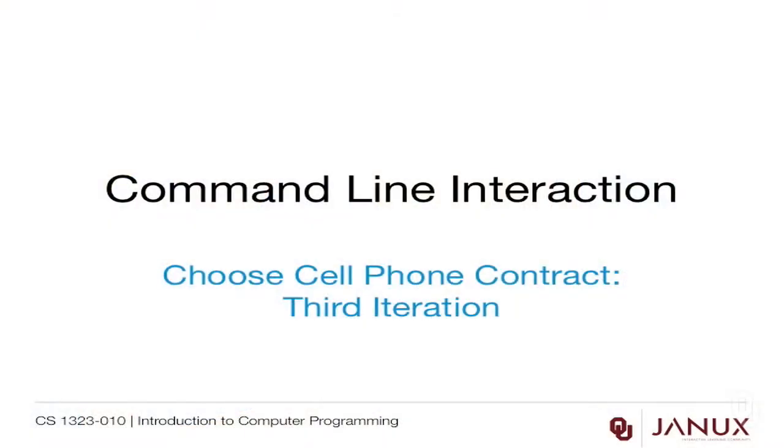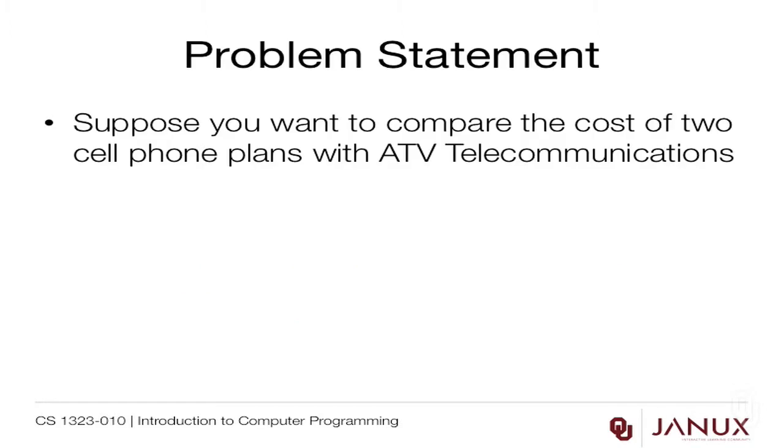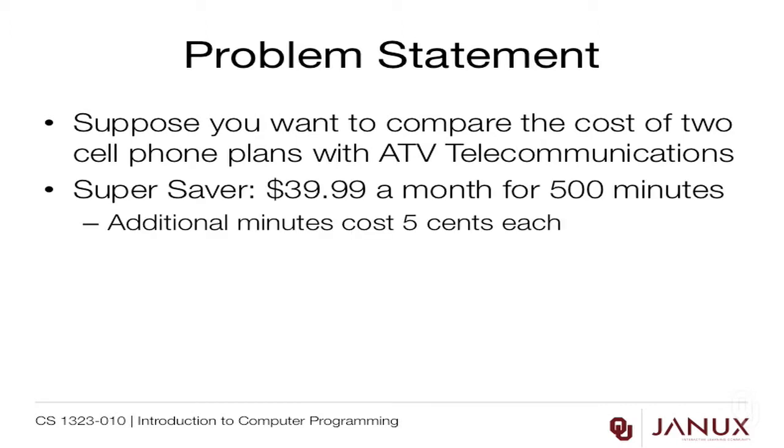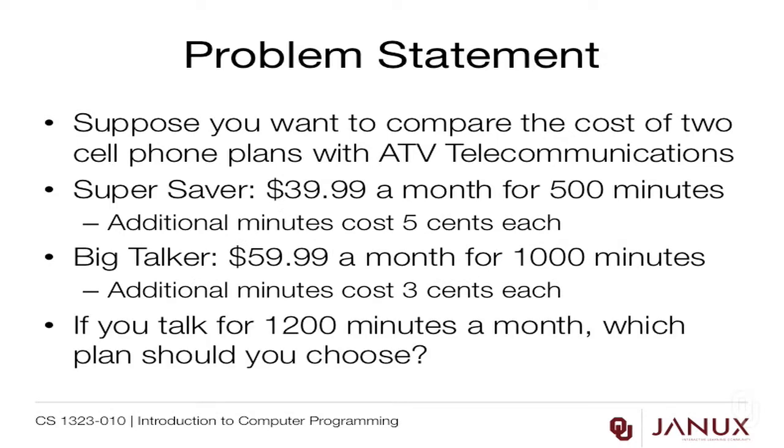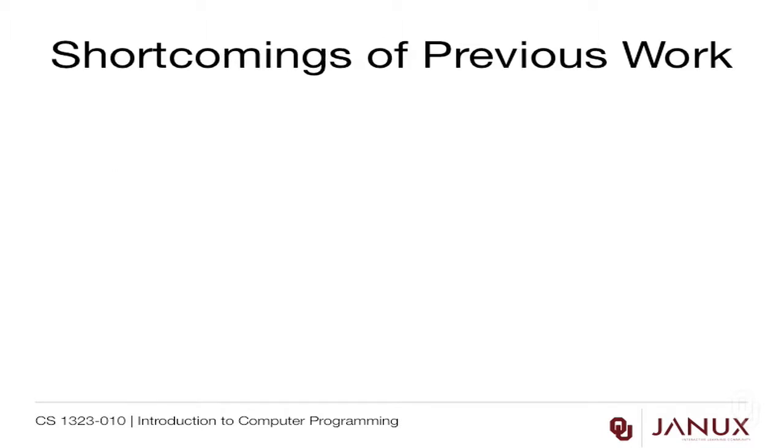So now we're getting to the exciting part where we're actually going to be able to interact with the command line and write a real program that runs. We're continuing with our cell phone contract example. You may remember that we were comparing the cost of 2 cell phone plans with ATV Telecommunications. We had our Super Saver plan for $39.99 a month, and we had our Big Talker plan for $59.99 a month, and we were talking 1,200 minutes.